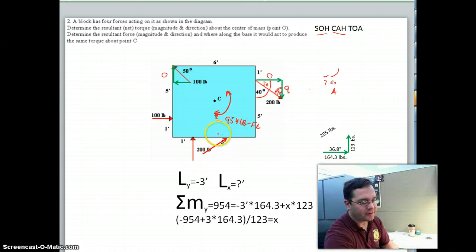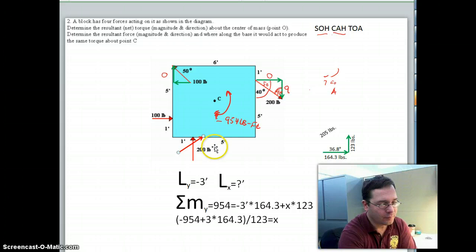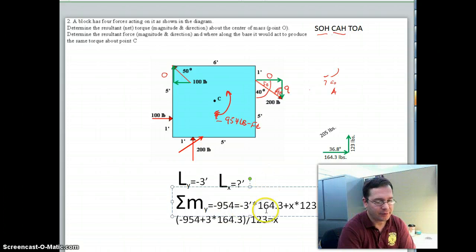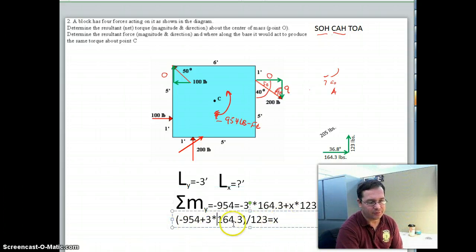Now, the last part of this is going to involve figuring out where, from left to right, this resultant vector needs to act on the block to make that moment possible. We know that that moment is negative 954 pound-feet, and we know that the position of this vector is negative 3 feet. It's 3 feet below point C. And so we can plug all of this into the equation and, using some algebra tricks, we can push this thing around.